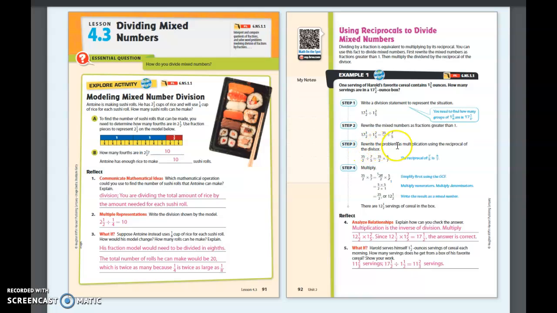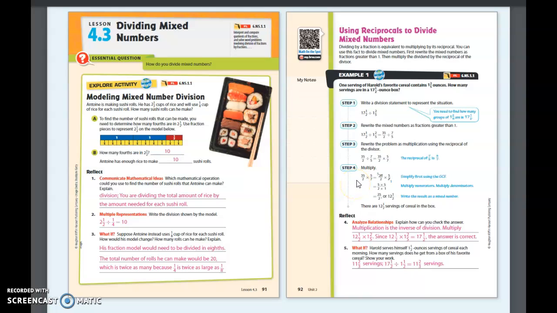And I'm going to rewrite the problem as a multiplication using the reciprocal of the divisor, which means I'm going to take the 7/5, make it the reciprocal, 5/7, and then I'm going to change the sign to a multiplication sign. I'm then going to multiply across, simplify.